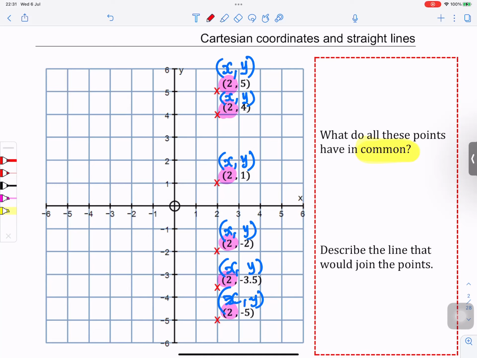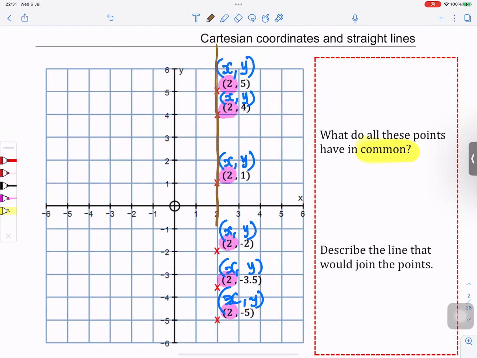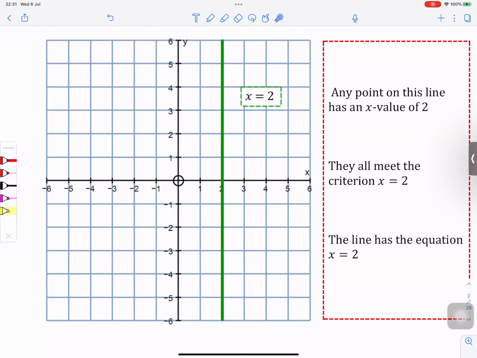So if I join all of these points with a straight line, I use a brown color. What happens is that all the X values are 2. So I will say they all have X equals to 2. So that line, we will describe it as X equals to 2, because they all have X equals to 2. So any point on this line has an X value of 2.